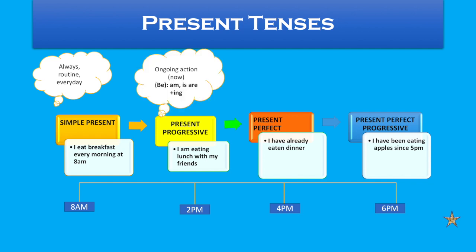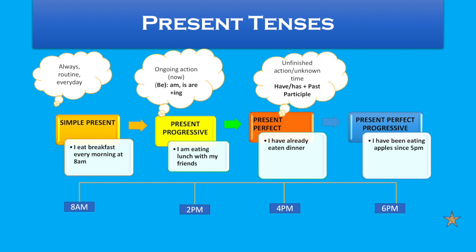Now, if I want to talk about something that is ongoing, then I use the present progressive. So for example, if I want to say I'm eating lunch with my friends right now, then this would be the present progressive because it's happening right now. It's current. So in this tense, we use the verb be, which is am, is, or are, and then we use the ing at the end of the verb. So in this case, I have I am eating. So eat is the base verb, and I add ing to indicate that it's in progress. So I am eating lunch with my friends.